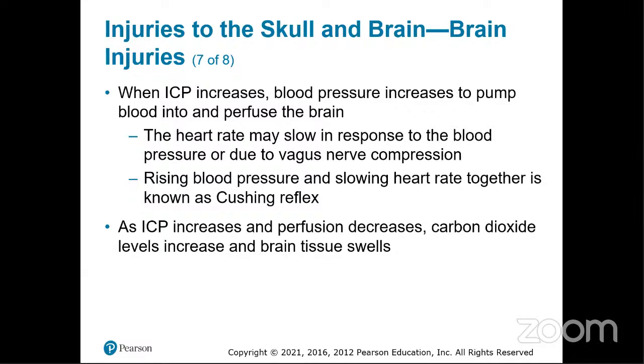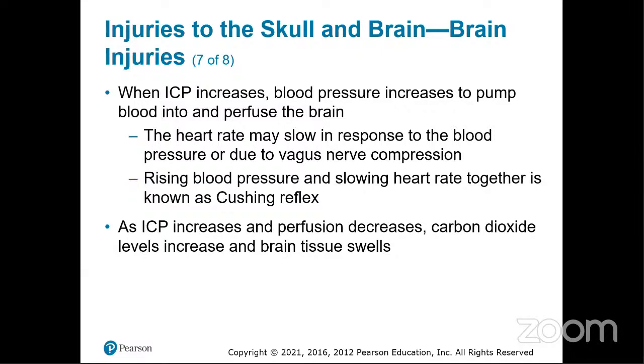They call it vagal nerve compression, as it pushes down there hard enough. They vagal out. You'll find a lot of little older people in the toilet who bear down and vagal out that way and pass out. You can get the same thing with this. Rising blood pressure and slowing heart rate together is known as the Cushing's reflex.